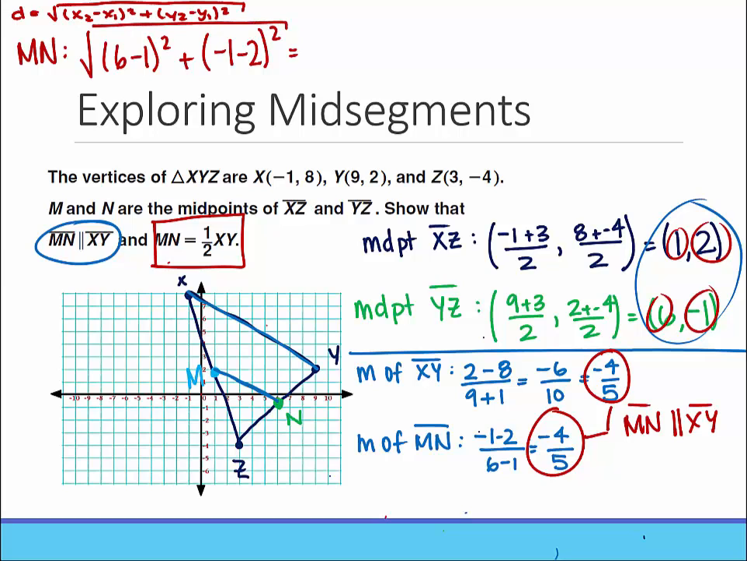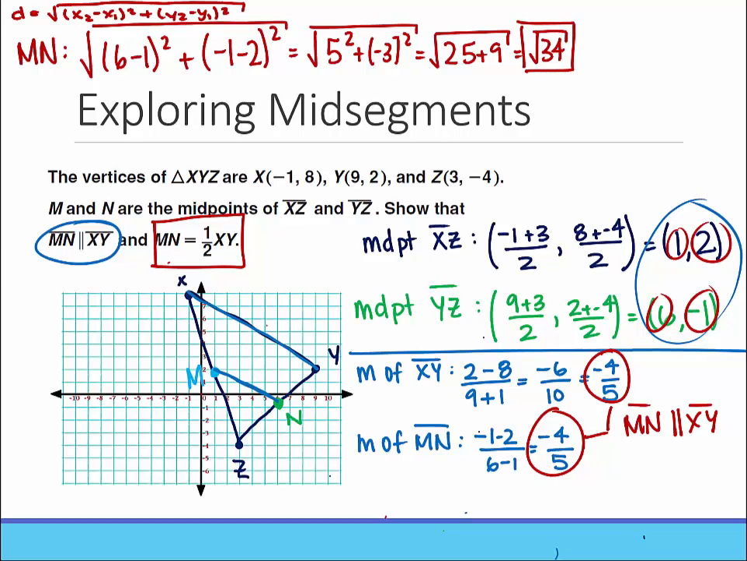So we end up with the square root of 5 squared plus negative 3 squared. This gives me 25 plus 9. When I add those up, I get the square root of 34. That's a distance. We could type it in our calculator, but let's just see what we get.